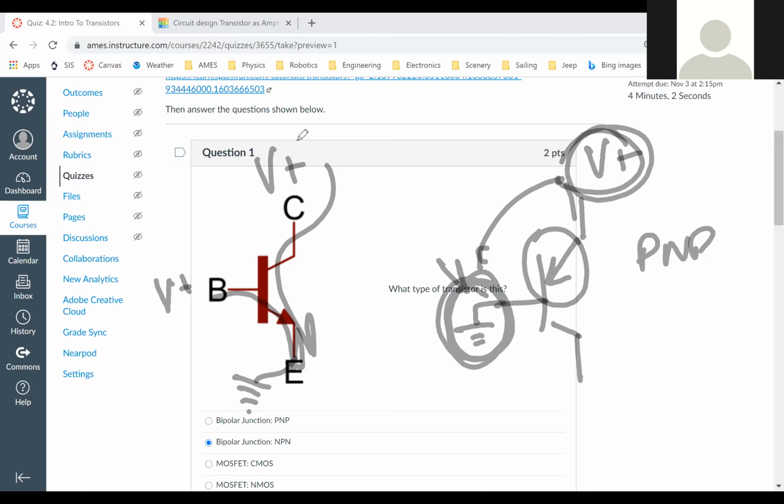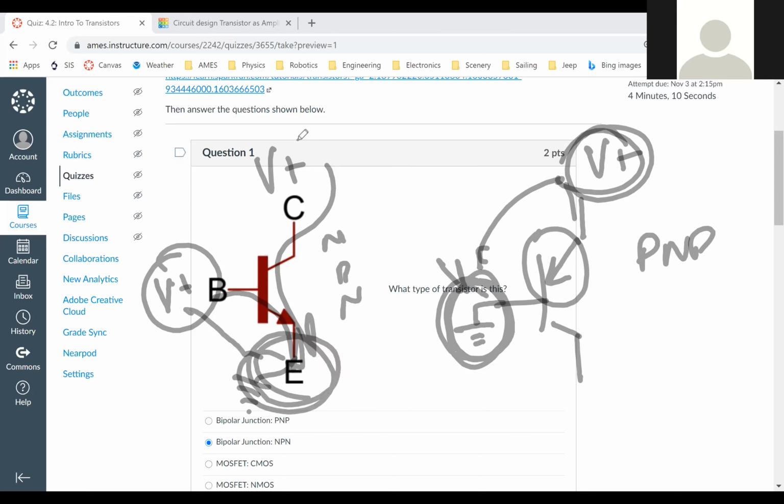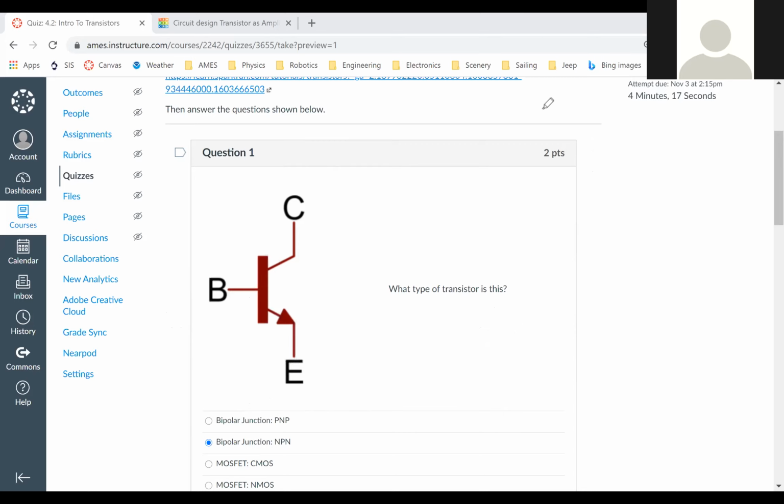Whereas with an NPN, okay, you want the base to be a higher voltage than the emitter. The emitter doesn't have to be a ground, but it does have to be at a lower voltage than your base is. Okay, so PNPs and NPNs, when you take the test, by the way, we haven't talked about this.